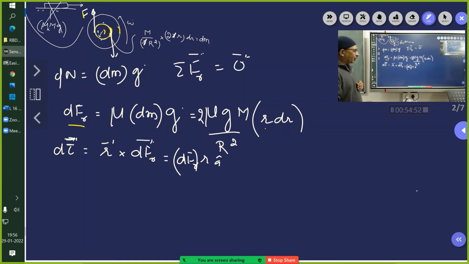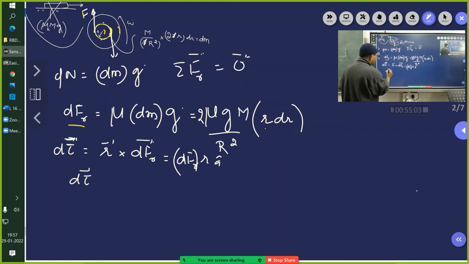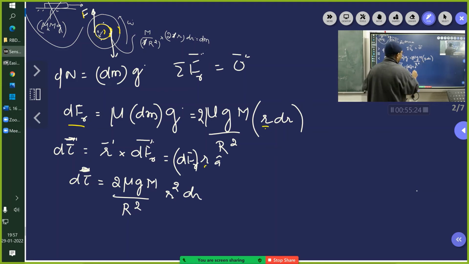Okay, friends, are you with me, all of you? So now I can substitute the df here. So therefore, I will get here d tau bar. Sorry, I'll write only the magnitude now. d tau will be equal to, so df, I got it as 2 mu g m by r square, r dr will become what? r square dr. This r will multiply with this r.